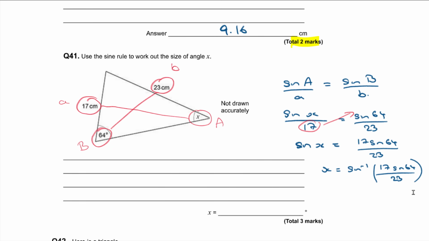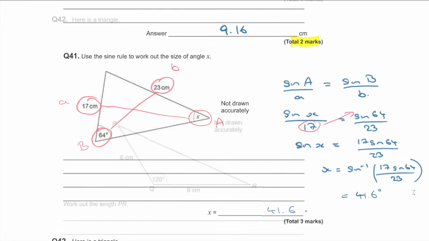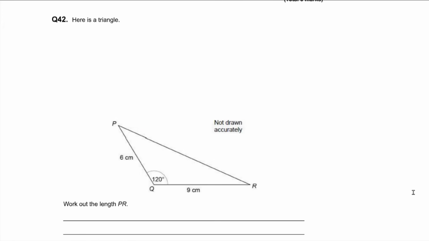So shift sine 17 sine 64 over 23. Close bracket, close bracket. Okay, make sure I put the brackets in the right place, I think. And that comes out to be 41.6 degrees to 3 significant figures, or 1 decimal place. So 41.6. Question 42, here is a triangle.